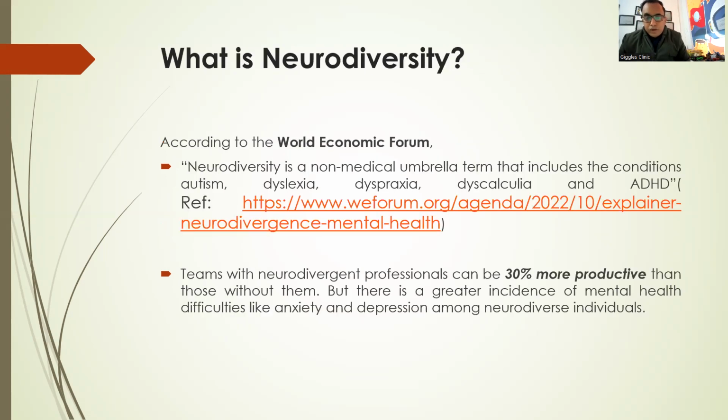Then the definition which I shared with you previously was the definition as per the Harvard Medical School. Now I will share the definition of neurodiversity as per the World Economic Forum, which was conducted in 2021. Neurodiversity is considered to be a non-medical umbrella term that includes conditions like autism, dyslexia, dyspraxia, dyscalculia, and ADHD. So broadly, it includes autism, ADHD, and LD. I have mentioned the reference also.